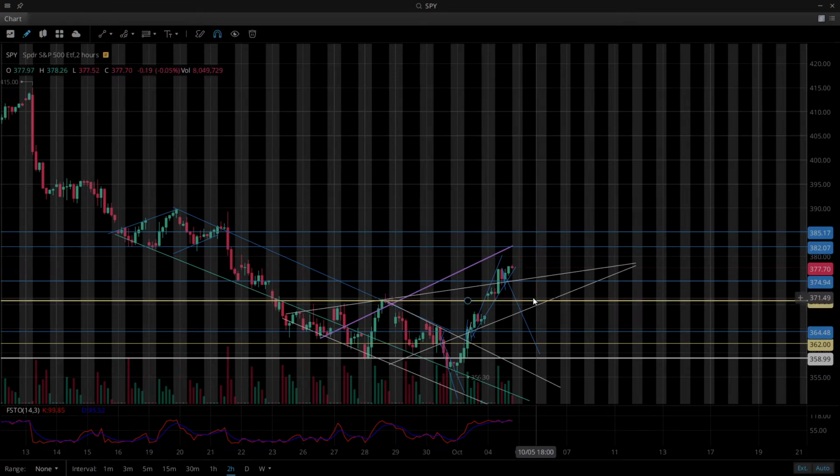So anyway, same thing. You run your angular resistance on top of the diamond, angular support on the bottom of the diamond, and don't forget the upswing too. So you run your angular support this way, angular resistance that way. And we had the fake out, we had the breakout.